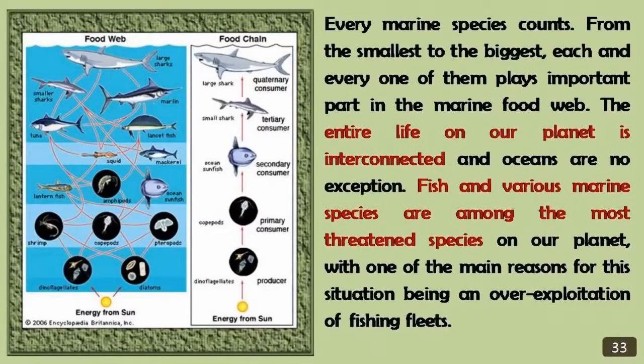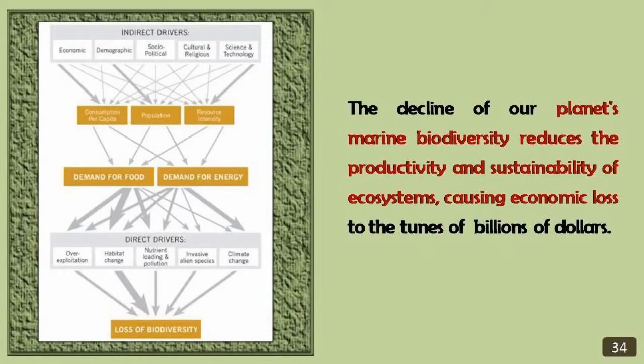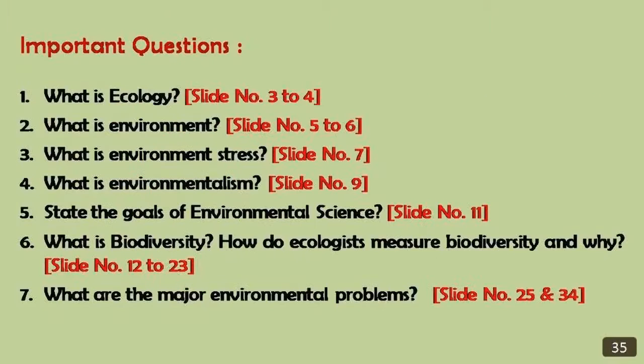Every marine species counts. From the smallest to the biggest, each and every one of them plays an important part in the marine food web. The entire life on our planet is interconnected and oceans are no exception. Fish and various marine species are among the most threatened species on our planet, with one of the main reasons for this situation being an overexploitation by fishing fleets. The decline of our planet's marine biodiversity reduces the productivity and sustainability of ecosystems, causing economic loss to the tune of billions of dollars.